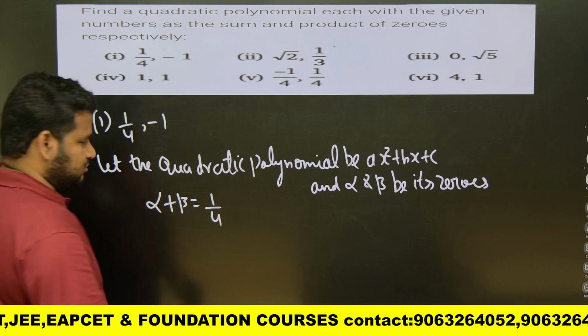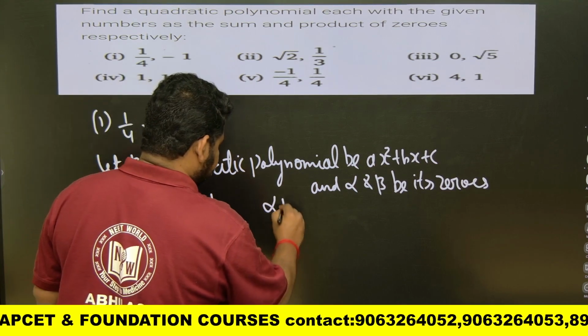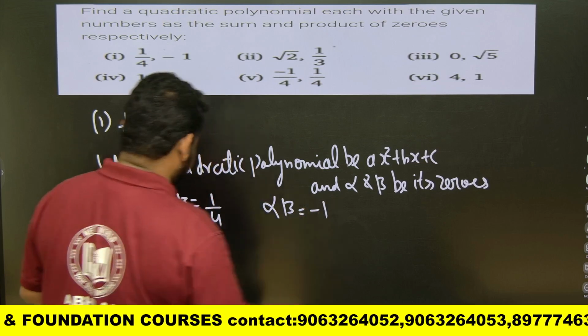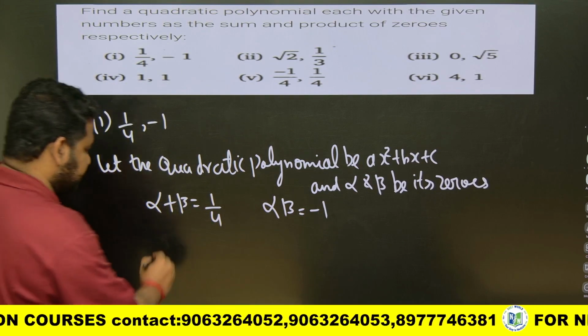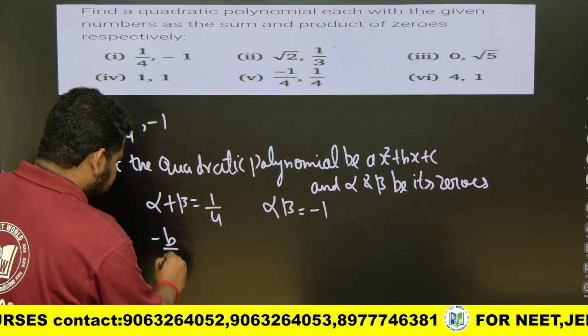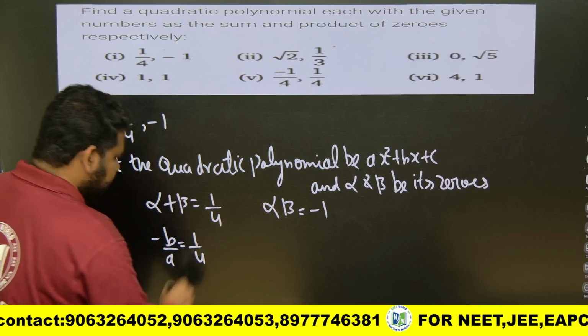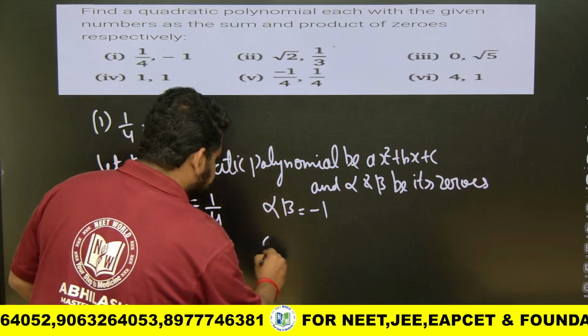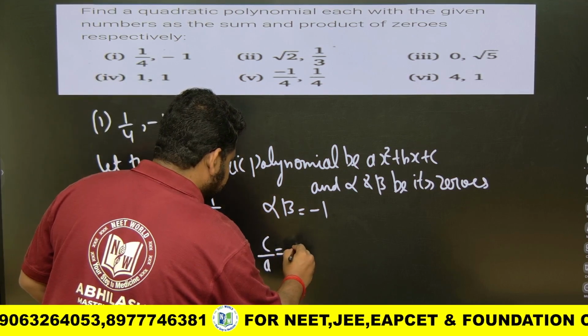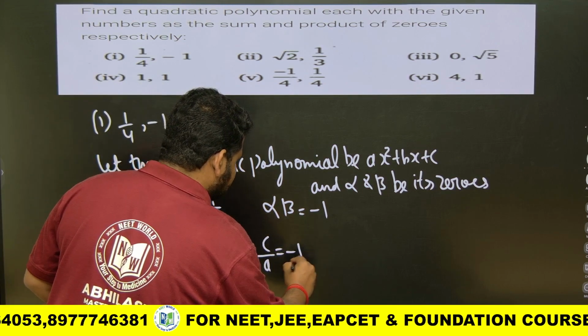What about product of the zeros? Product of the zeros is what? Alpha beta. What they have given is equal to minus 1. But by formula method we know that alpha plus beta is equal to minus b by a. So this minus b by a is equal to 1 by 4. And alpha beta, by formula method, it is c by a. C by a is equal to minus 1. Okay, minus 1 is nothing but minus 1 by 1.